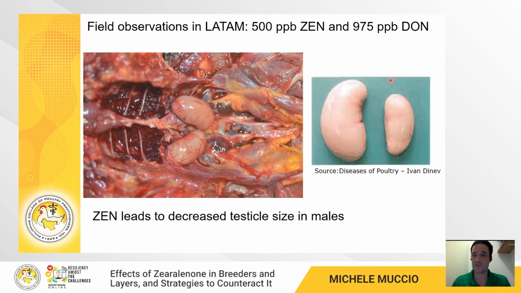And also here from the literature, you can see the testicles. You can see how a testicle that has been exposed to zearalenone is actually greatly reduced compared to a control testicle. This means, of course, that we are losing the fertility capacity of the males as well. And that's why at the beginning I mentioned that zearalenone is not only affecting the females, but there are also a lot of effects in the male.